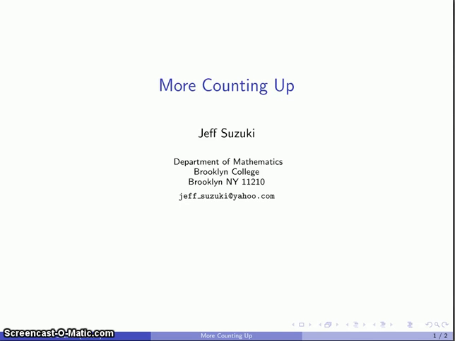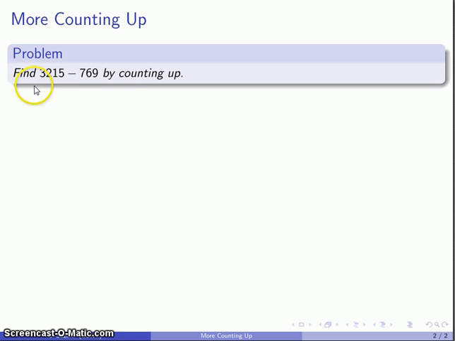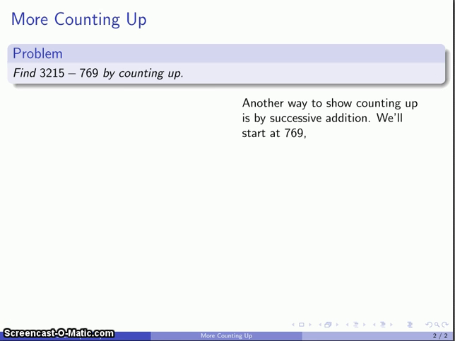Alright, so let's look at another way we might organize counting up. Let's consider the subtraction: find 3,215 minus 769, and we'll use the counting up method. Now, rather than use the arrow notation that we've used before, we'll show what we're doing by successive addition. We're going to start at 769, and we're going to add something.